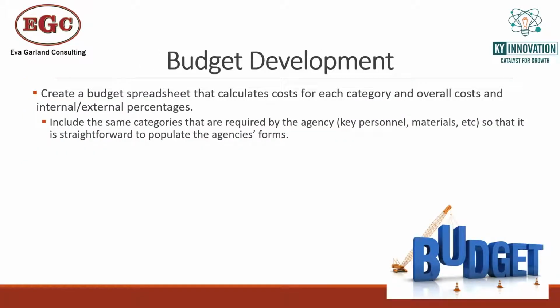So once you've determined which solicitation you're applying for and it's time to put that budget together, how do you develop that budget? It's a fairly complicated thing. There's lots of bits and pieces, all these different categories. How much do I spend on people? How much do I spend on materials?